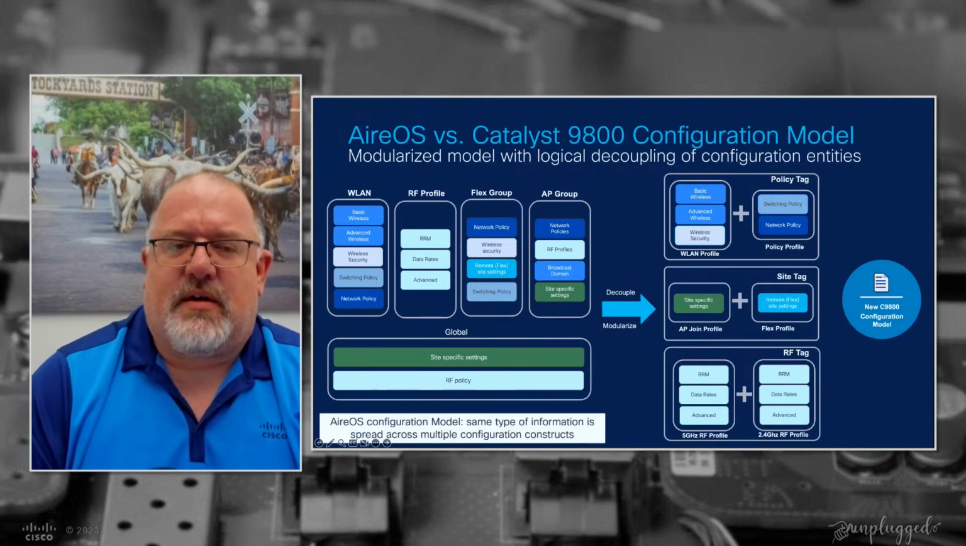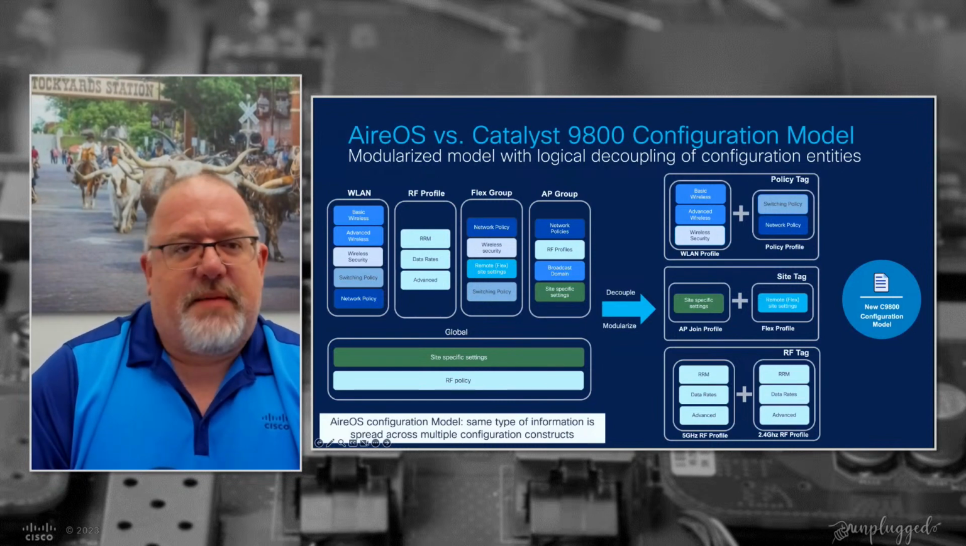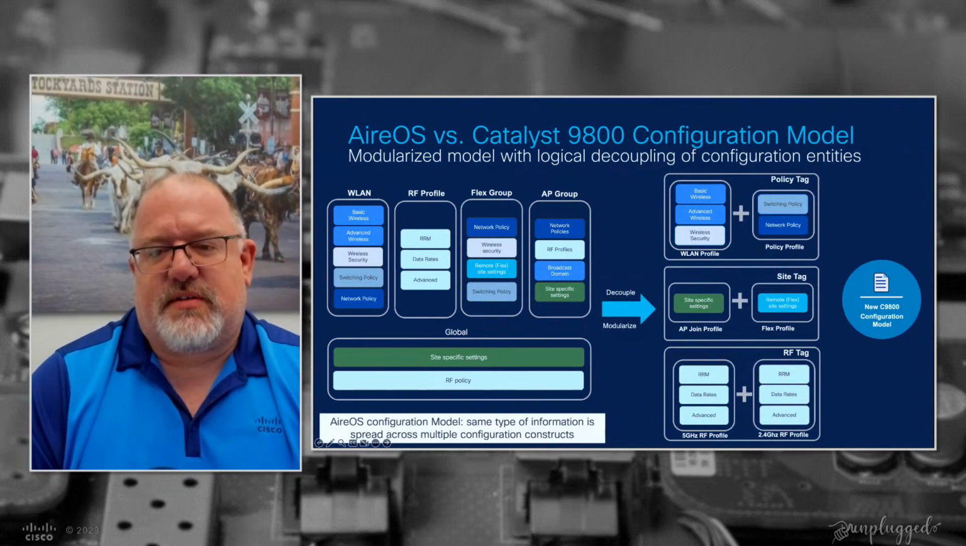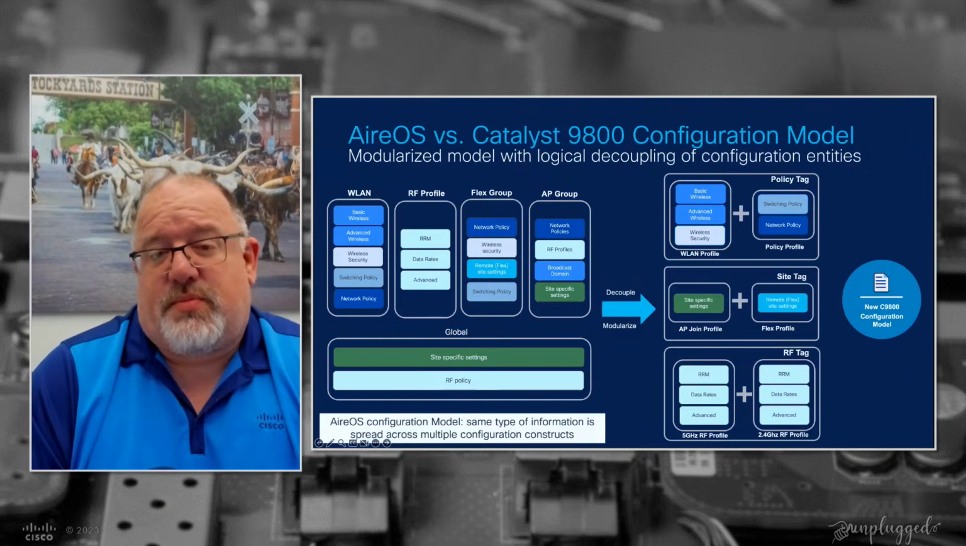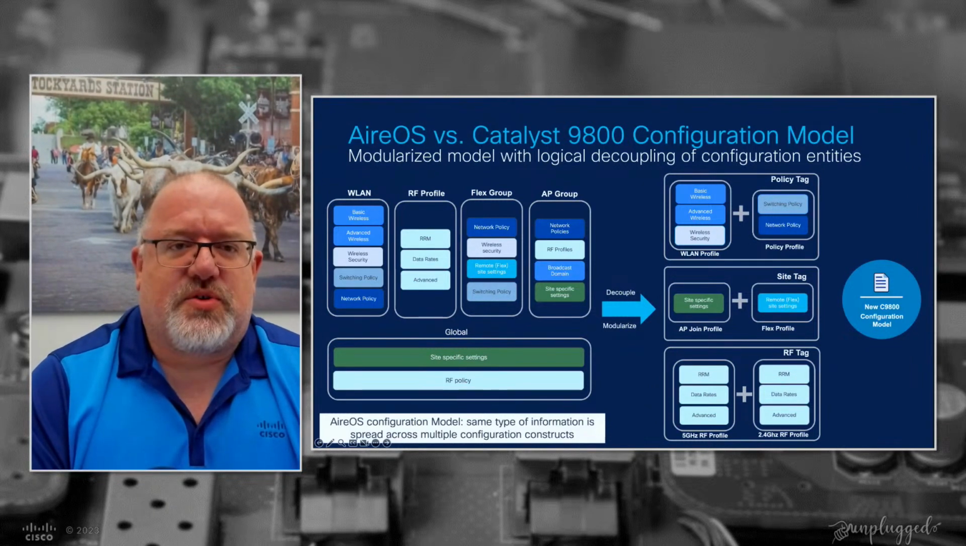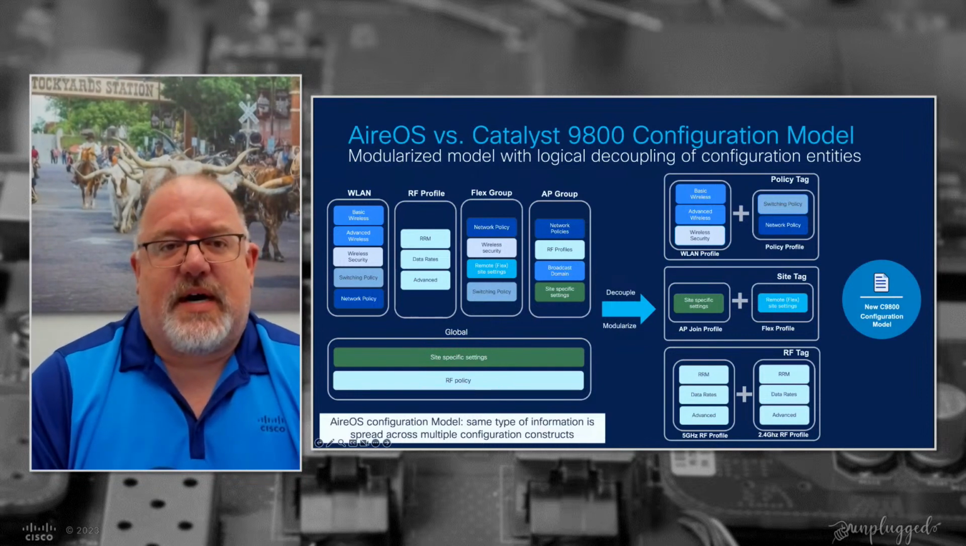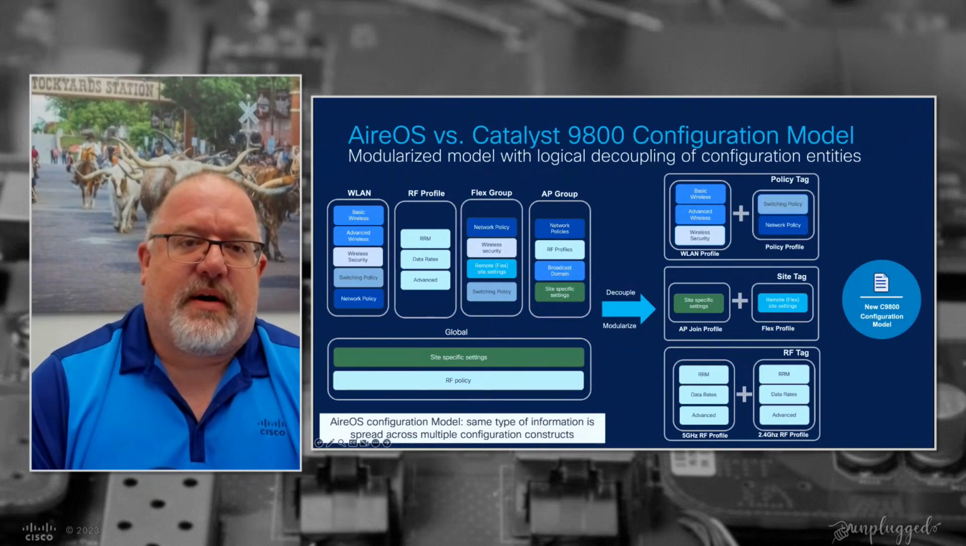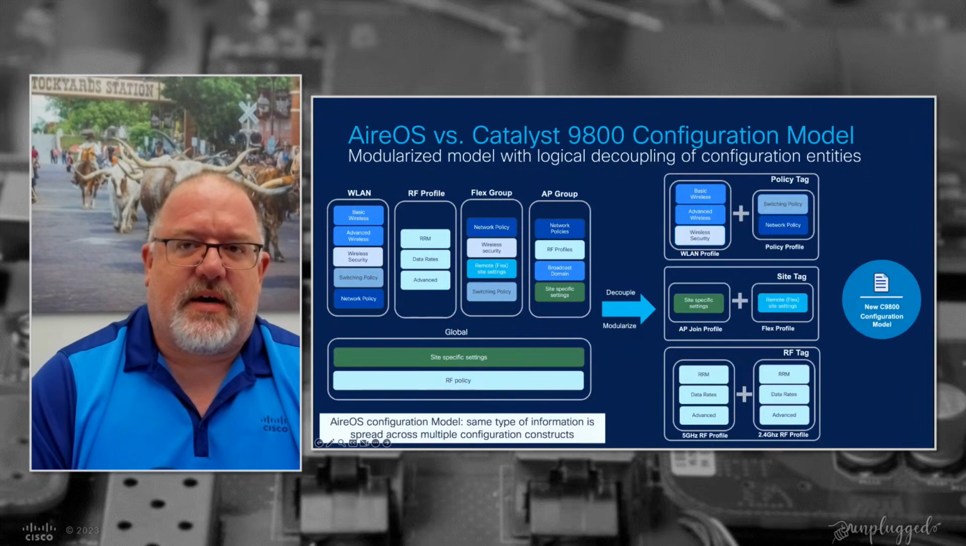So we have our AP join profile and our flex profile. The AP join profile is those site-specific settings or global settings, things like your primary controllers and such, and then your site tag, which is where we start to apply flex concepts, and we will see that.